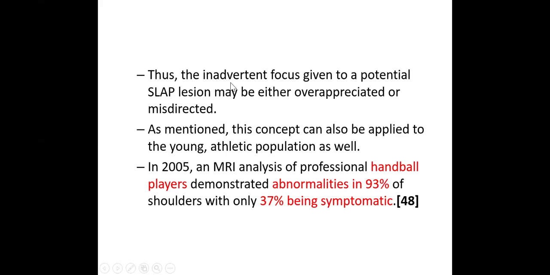As mentioned, this concept can also be applied to the young athletic population as well. According to a study published in 2005, an MRI analysis of professional handball players demonstrated abnormalities in 93% of shoulders, with only 37% being symptomatic, and the remaining 63% were asymptomatic. Again, this is a very high number: 63% of the handball players, elite players, had a SLAP lesion on the MRI, but they were asymptomatic.